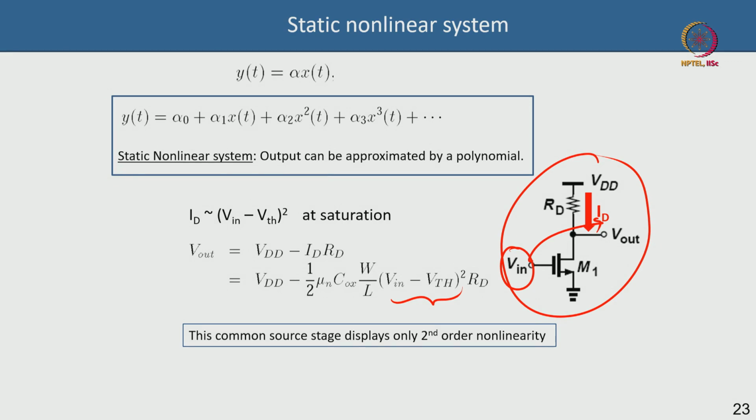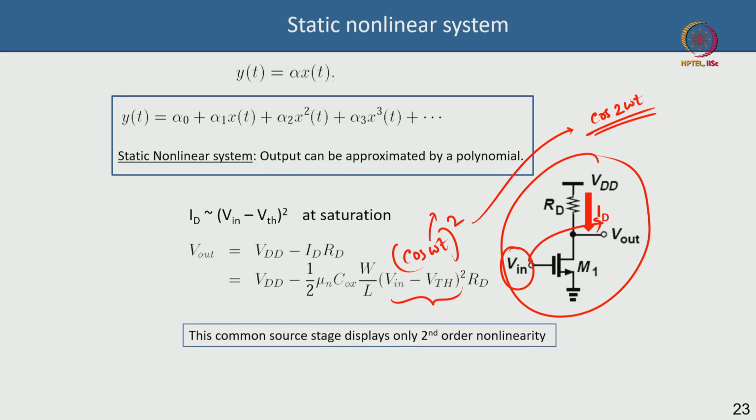If your input voltage is a cosine wave like cos omega t, then your output will be a function of cos square omega t, and cos square omega t can be expressed as some function of cos 2 omega t plus or minus something. So essentially if your omega was say 1 gigahertz, you are going to get an output at 2 gigahertz also. That is a second order harmonic that is coming in there. So this is a simple circuit to illustrate that an output that depends non-linearly on the input can give rise to non-linearity.